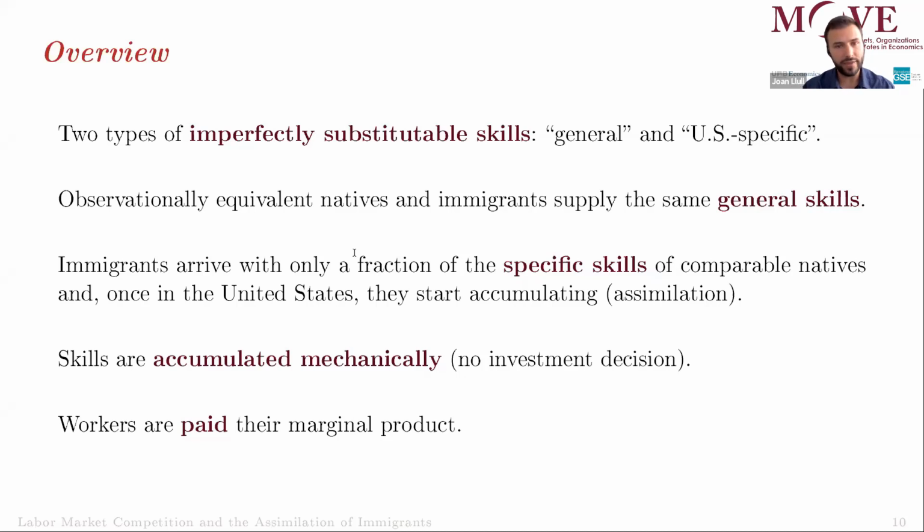Okay. So observationally equivalent natives and immigrants have exactly the same amount of general skills. Observationally equivalent here means same education, same potential experience. Okay. But then immigrants arrive in the US with only a fraction of specific skills. And then as they spend time in the US, they accumulate specific skills. Let's say they learn English if you want, and then eventually converge or not to the specific skills that natives have. Okay, there are no investment decisions here, so the accumulation of skill happens in a mechanical way, and workers are paid their marginal product.